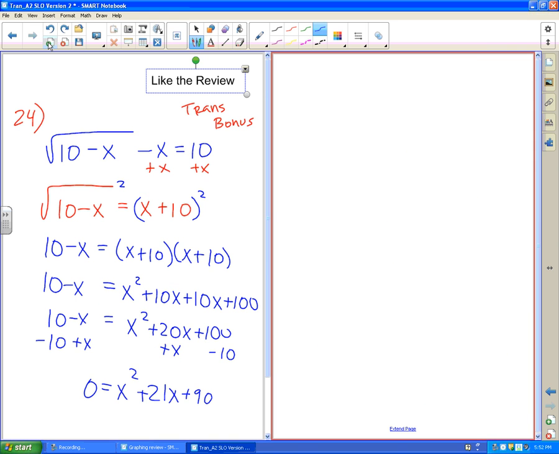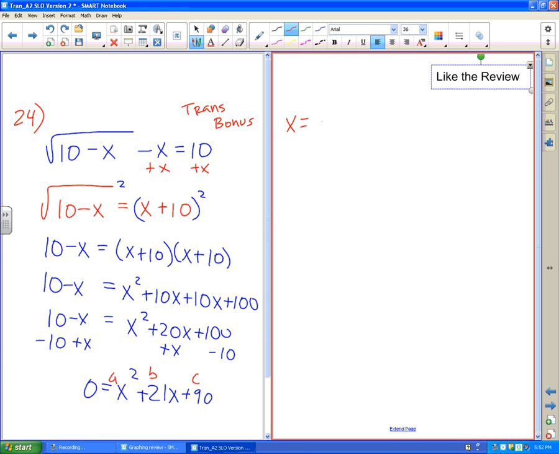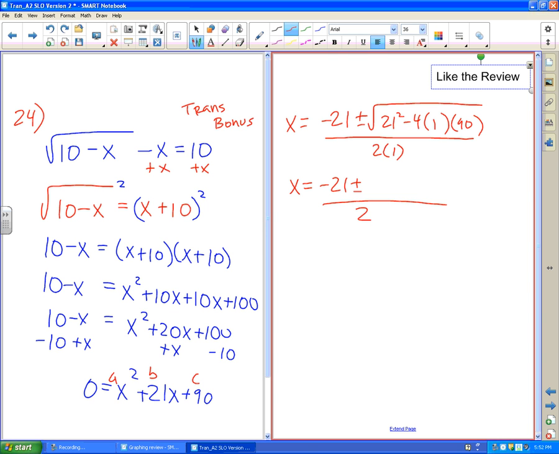In case you were wondering why this is not very long, we now get to use the quadratic formula. Here's my A, here's my B, here's my C. X equals negative 21 plus or minus square root of 21 squared minus 4AC, all over 2A. So it gives me 9. So negative 6 is one solution. Negative 15 is another solution.